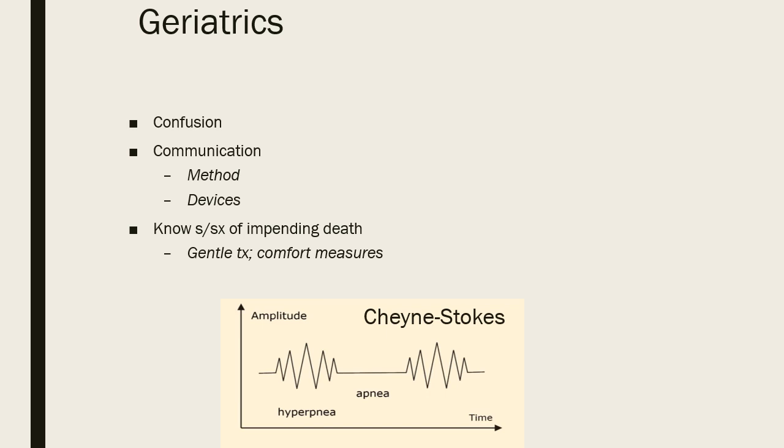Watch for indications of impending death, such as mottled skin or Cheyne-Stokes type breathing. Remember, that is alternating periods of deep and shallow breathing, and then apnea. And what tends to happen is that period of apnea tends to get longer and longer until they no longer resume breathing.